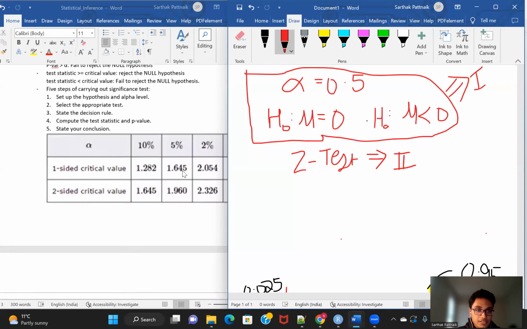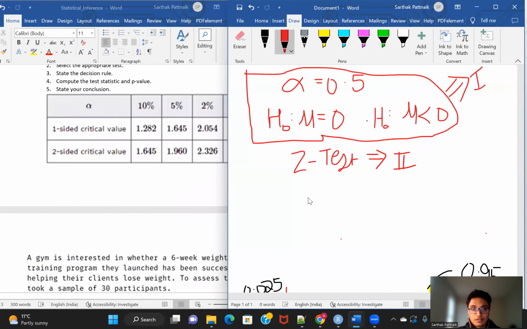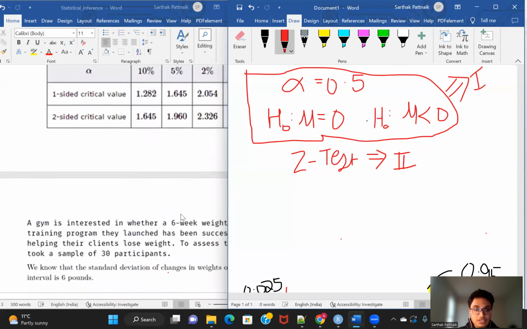Step number 3, state the decision rule. Before stating the decision rule, you need to calculate two things. One, you need to calculate the test statistic for the sample, and second, you need to calculate its p-value. Let us do both of these things right now.